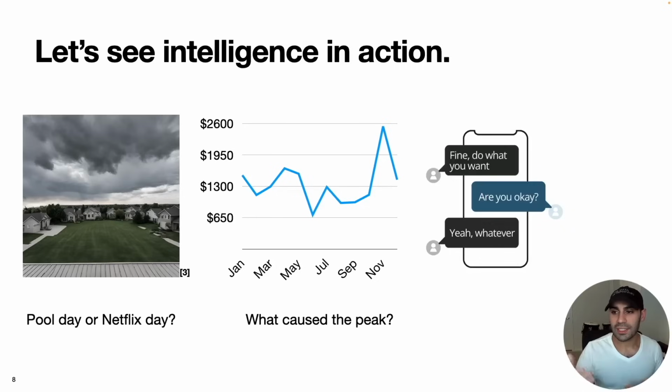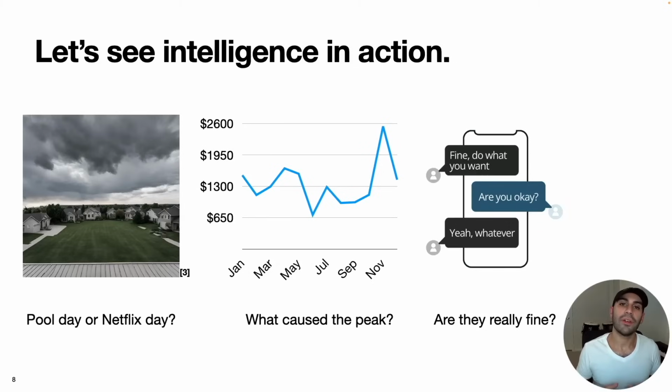And then finally, if we see this text exchange of someone saying, "Fine, do what you want," the other person responding, "Are you okay?" and then that original person saying, "Yeah, whatever." And if we ask, are they really fine? Most people will probably say no. Even though the person is saying that they're fine, their choice of words like "fine, do what you want," and their use of "whatever" is probably indicating that they are actually not fine.